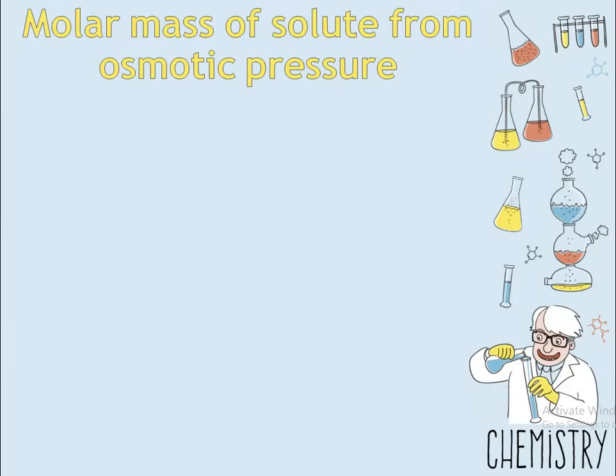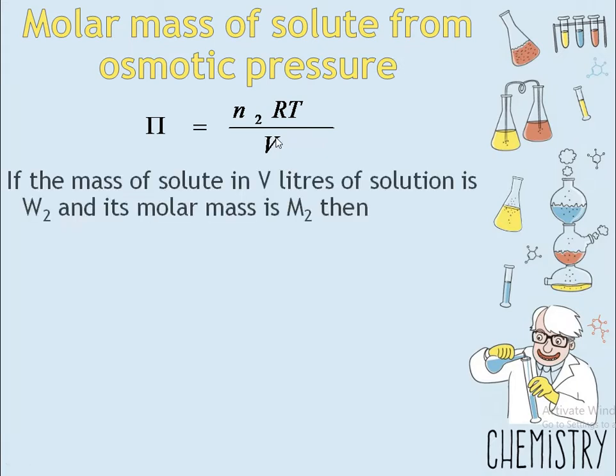Molar mass of solute from osmotic pressure. Let us find how we can find molar mass of solute from osmotic pressure. We know that pi is equal to N2 RT divided by V. If the mass of a solute in V liter of a solution is W2, and its molar mass is M2, then the number of moles N2 we can write as mass upon molar mass.